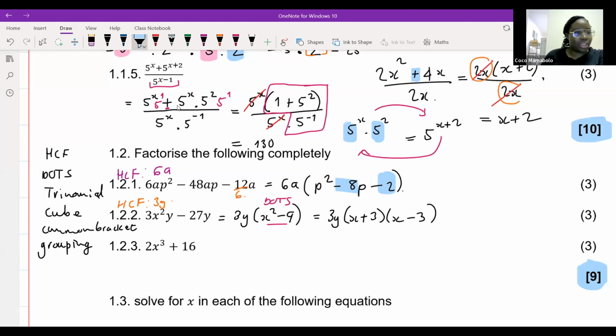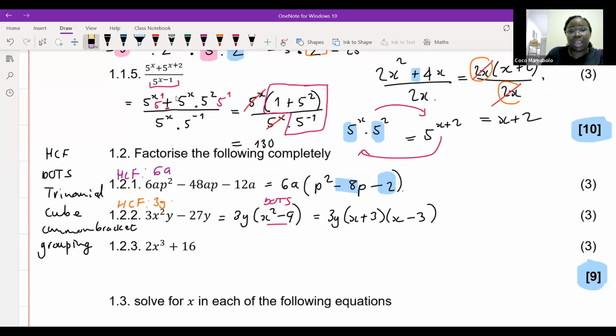There is no way that you're going to find any, because the only factors of 2 are 1 and 2. Whether you make that one negative or not, we're never going to get to -8. So that's not going to work. We can only take out a common factor, and then that trinomial doesn't factorize. It does not factorize, guys.